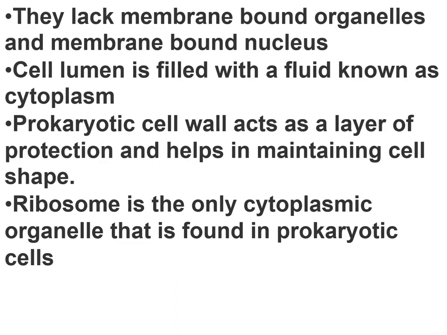The next characteristic is prokaryotic cells lack membrane bound organelles and a membrane bound nucleus. So all membrane bound organelles are absent here. The cell lumen is filled with a fluid known as cytoplasm. Next, the prokaryotic cell wall acts as a layer of protection and helps in maintaining cell shape. After that, we can say that the ribosome is the only cytoplasmic organelle that is found in prokaryotic cells, and you know the 70S type of ribosome is present in prokaryotic cells.